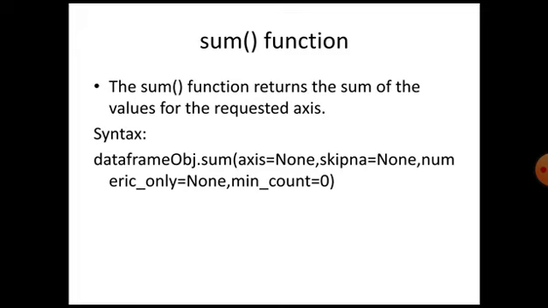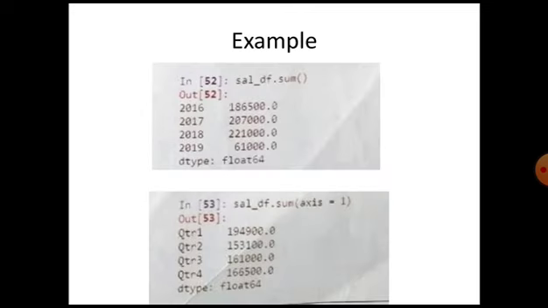Next, the example: sdf.sum gives the sum column wise first, and when I specify axis equal to 1, it gives the sum row wise. For checking where these values are coming from, first copy the sdf data frame into your notebook, then you can check that the values are correct and coming from that data frame.